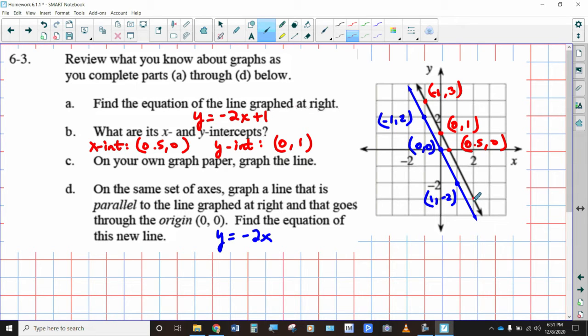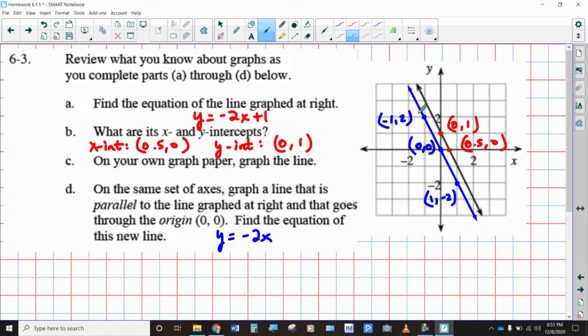And then we could go down to this point down here where x is equal to 2 and y should be equal to negative 3. So negative 2 times 2 is negative 4, and negative 4 plus 1 is negative 3. So yes, our rule is correct at y equals negative 2x plus 1. So what are the x and the y-intercepts? Well, the y-intercept, we already got it here. It's at 0, 1. And then the x-intercept appears to be at 0.50.